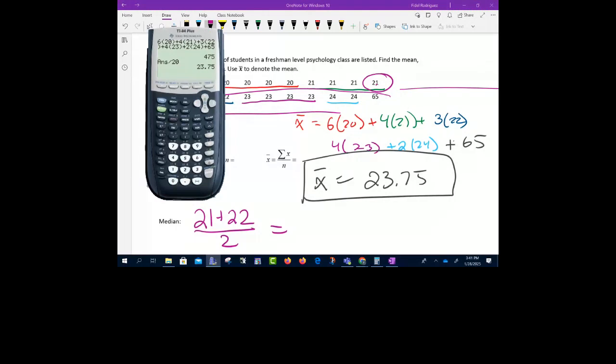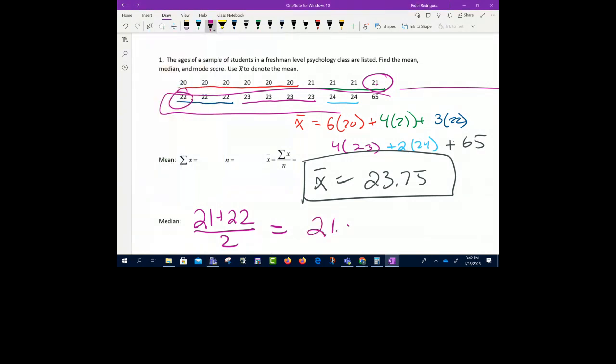So let's say, what's 21 plus 22 divided by 2, or what number is right in the middle between 21 and 22? 21 and a half, right? That would be my middle, okay?